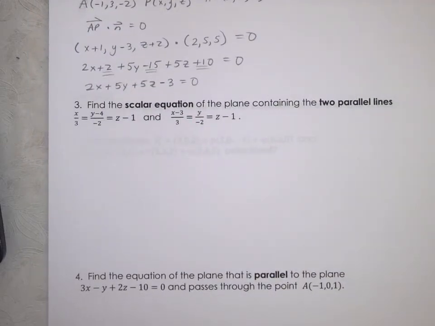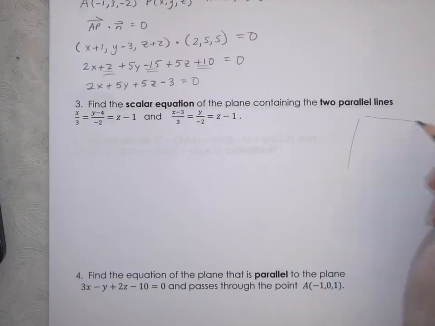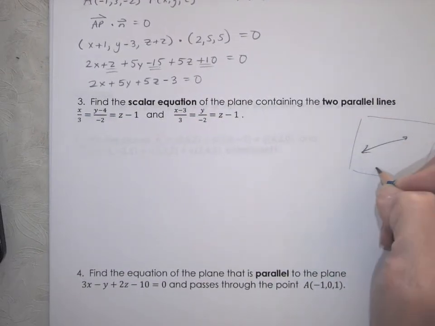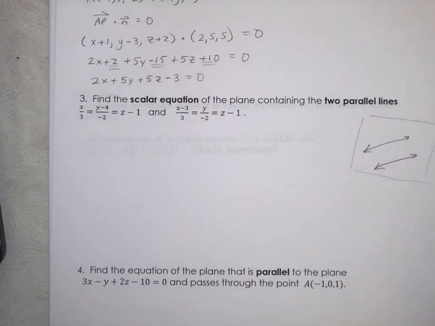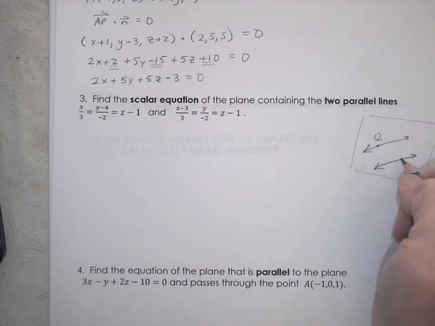Our third question here, find the scalar equation of the plane containing 2 parallel lines. Okay, so if I do a little sketch here, I'll do it over at the side. Again, if we have 2 parallel lines, we're given one direction, and we have to find a point-to-point vector to get our second direction. So I'll call this point Q1, for instance, and this point Q2.